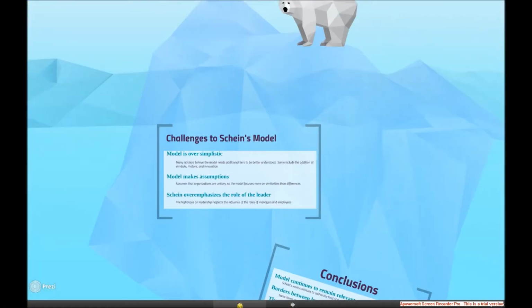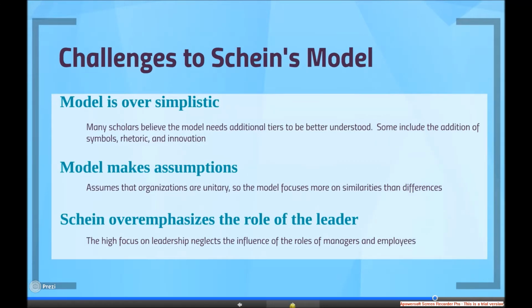Some of the challenges to Schein's model include the idea that it's oversimplistic. There are scholars out there that believe it has fully neglected certain areas, including the relationship of the symbols, rhetoric, and innovation within an organization's culture.